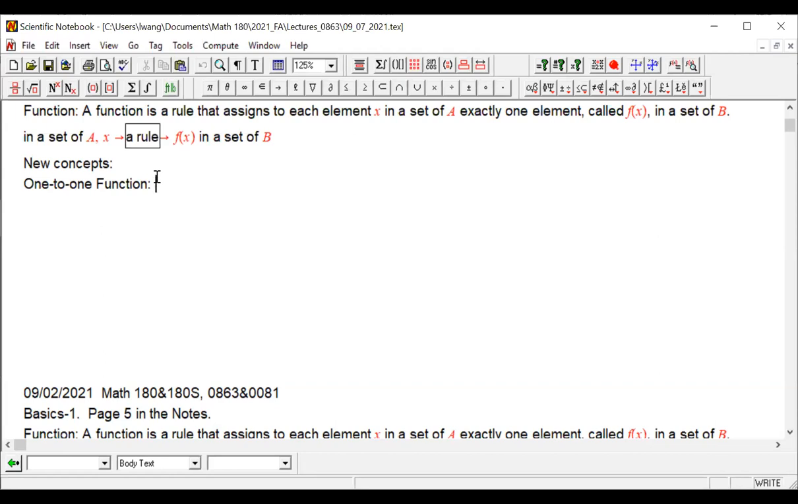I want everybody to put that on your flashcard. Please grab your flashcard or notebook. Write down what a one-to-one function is.